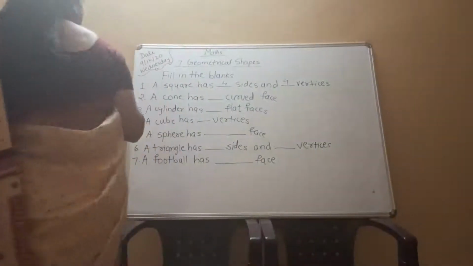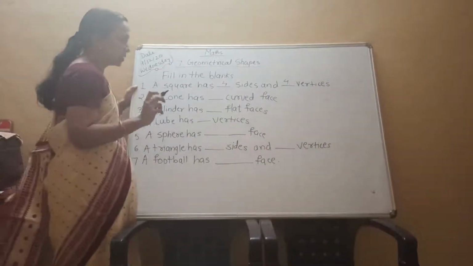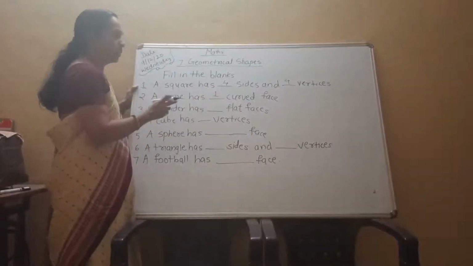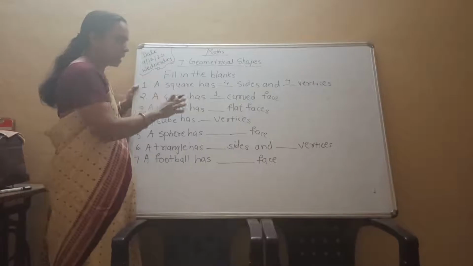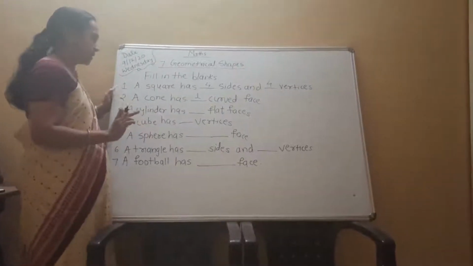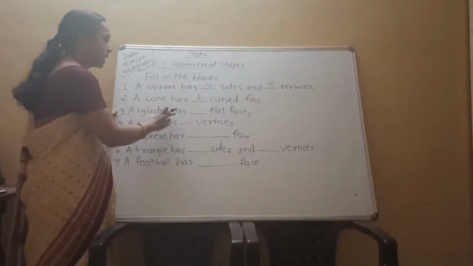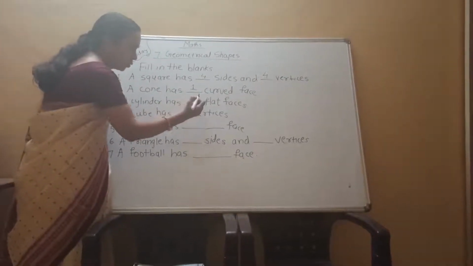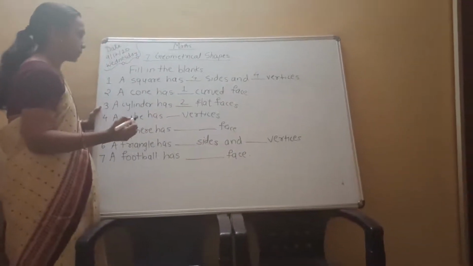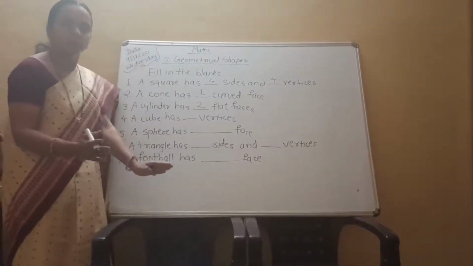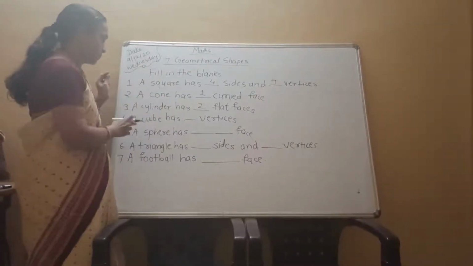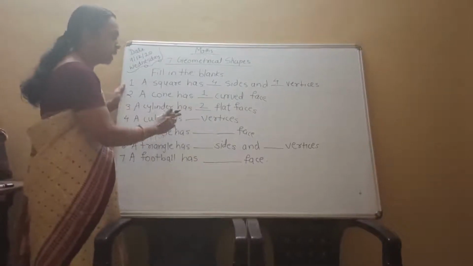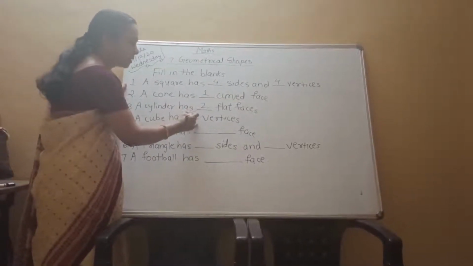Now a cone has one curved face. Okay. So you write down here one curved face. Only one curved face is there. A cylinder has dash flat face. Cylinder having 2 flat faces. Okay. One from this side, one from this side, back side. Okay. A cube has dash vertices. A cube has total 8 vertices.